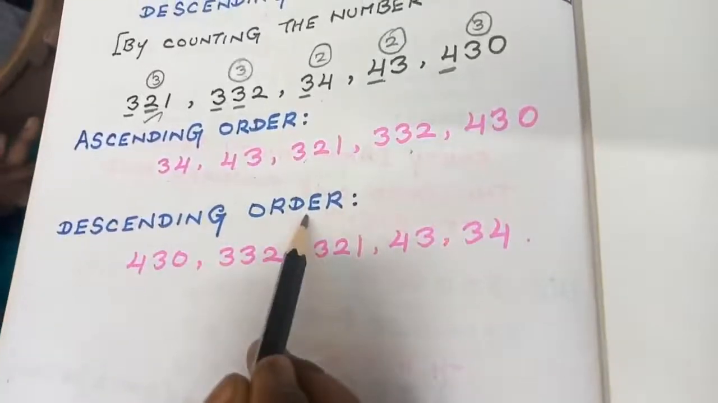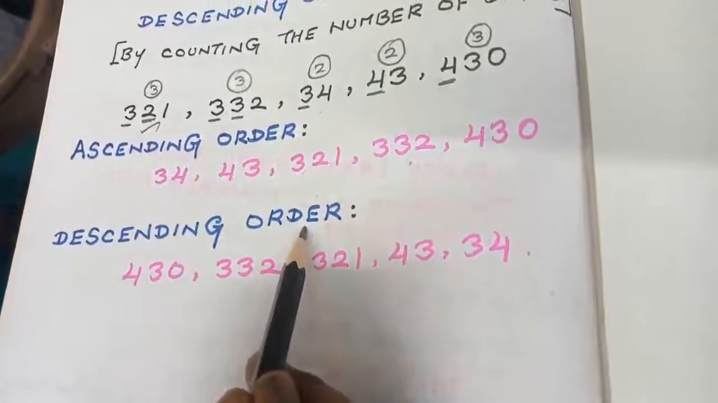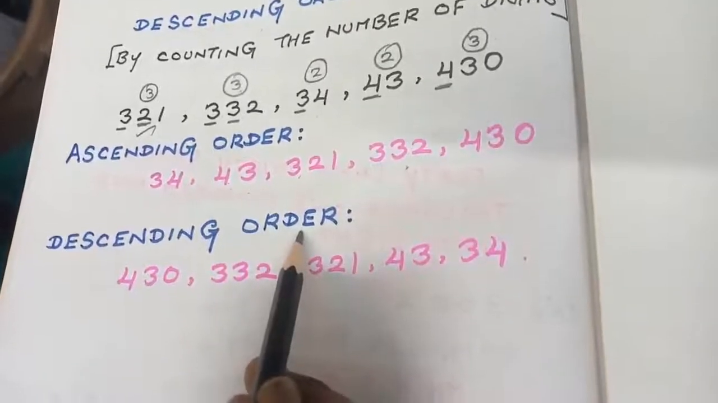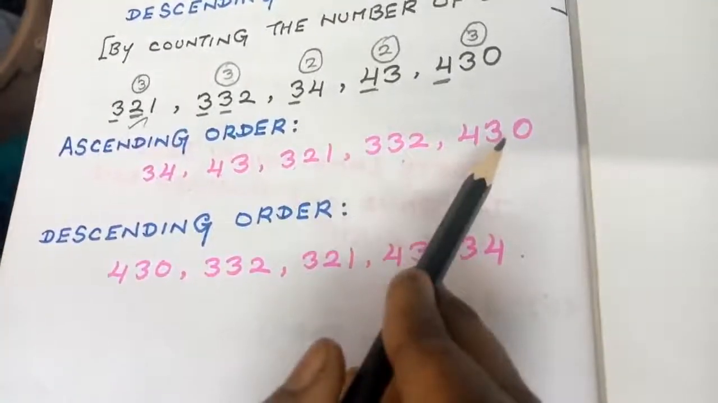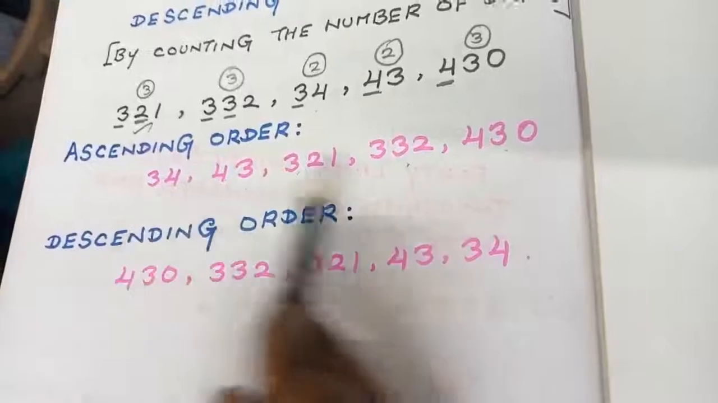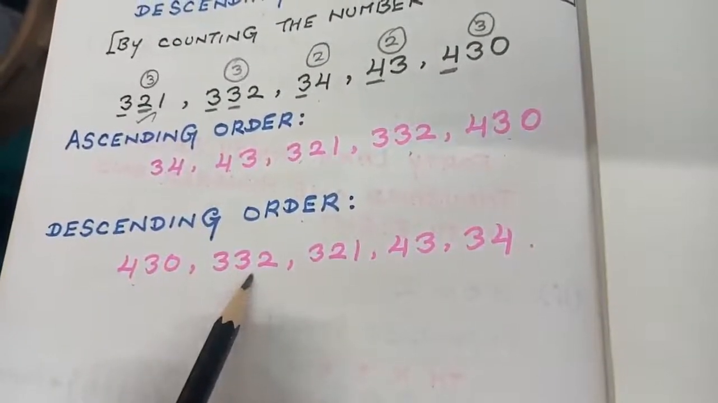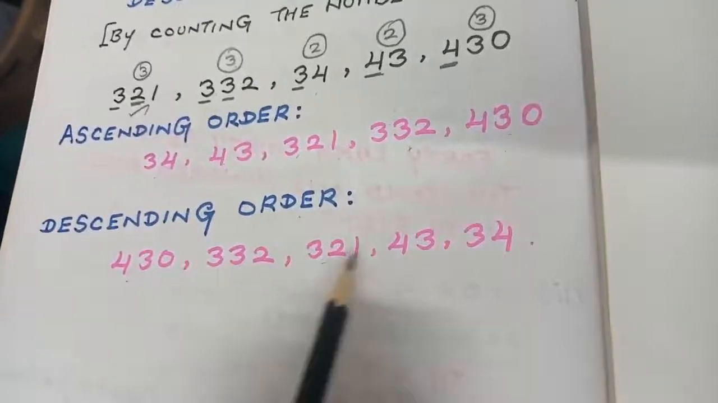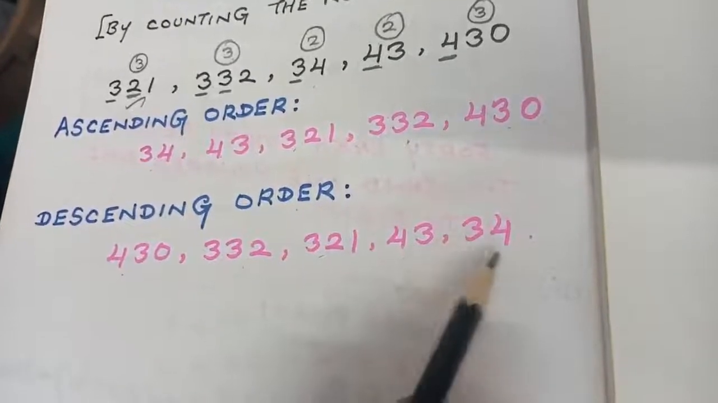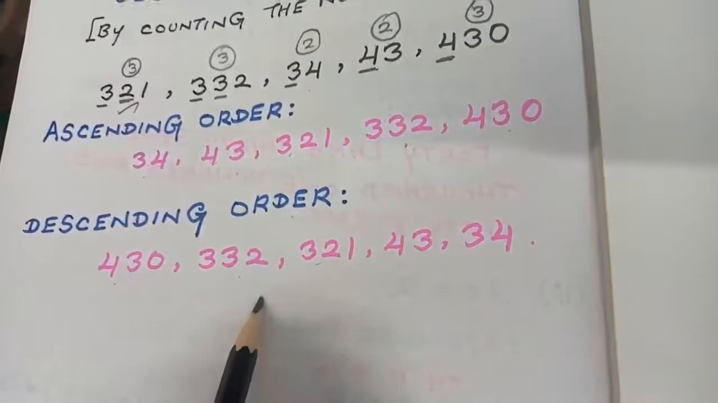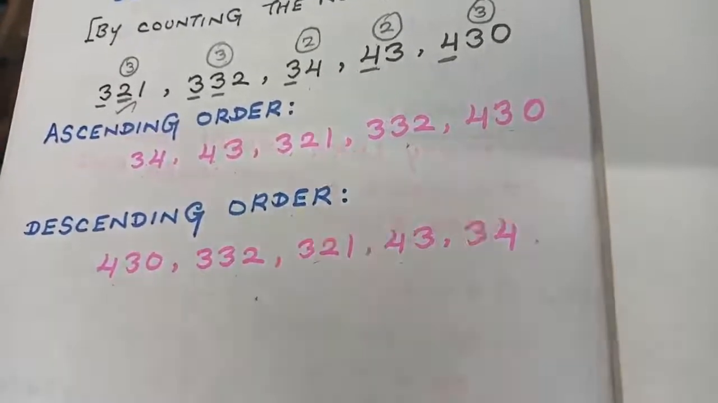Descending order is very easy. For the same question, if they are asking you to find the descending order, you are going to write it in reverse. Reverse means from the last value to the first value you are going to write. See here, 430, 332, 321, 43, 34. And this is a way of doing the sum based on ascending and descending order.